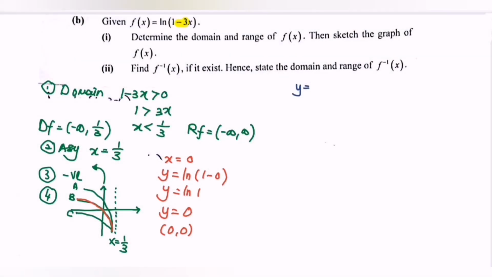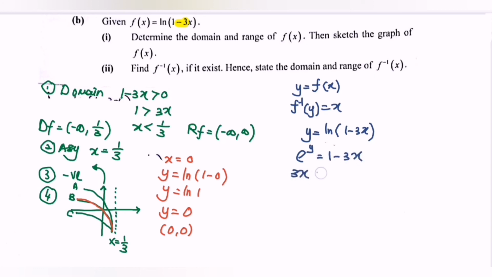So y equals f(x), so f inverse of y equals x. Let y equal ln bracket 1 minus 3x. Express x as the subject. Since this is the log form, switch into the index form, so we have e to the power y equals 1 minus 3x. Rearrange the situation: 3x equals 1 minus e to the power y. So x equals 1 minus e^y over 3. So the f inverse is equal to 1 minus e^x over 3.